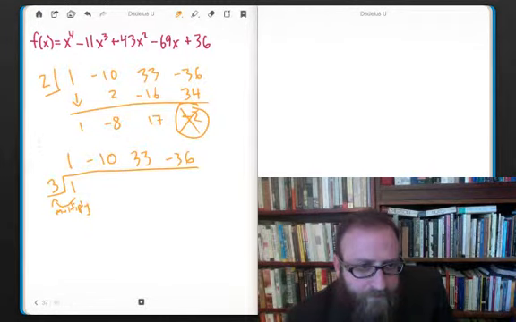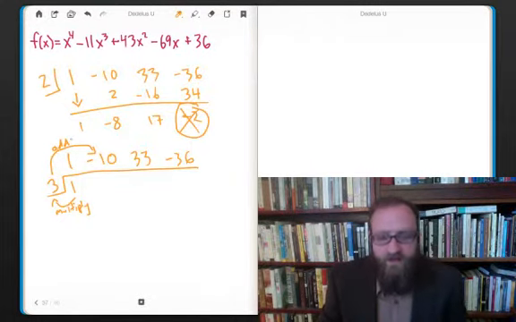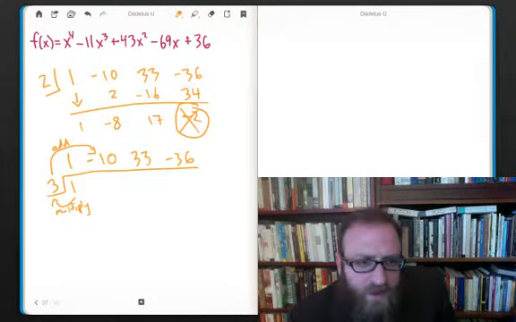Multiply, and then we'll just add, and we'll do that in one move. It can save you some time, and as you get used to synthetic division, you can learn to do this in the one-line method. So 3 times 1 plus negative 10, negative 7. Negative 7 times 3 is negative 21 plus positive 33 is 12. And finally 12 times 3 is 36 plus negative 36 is 0.